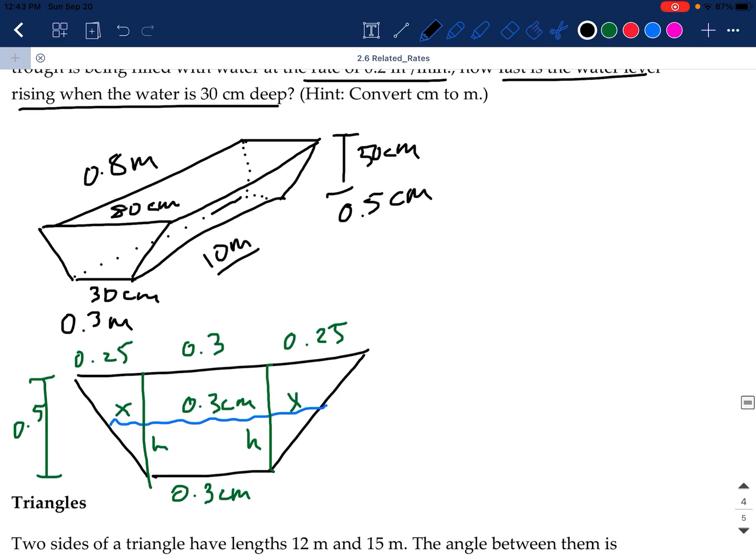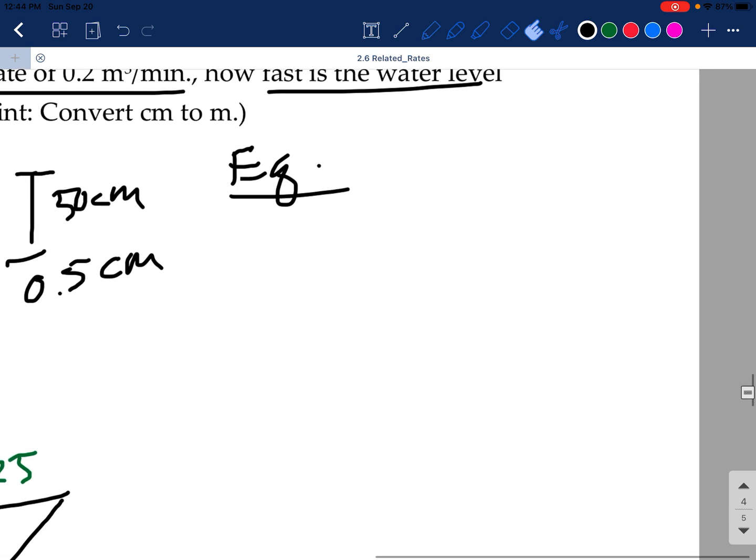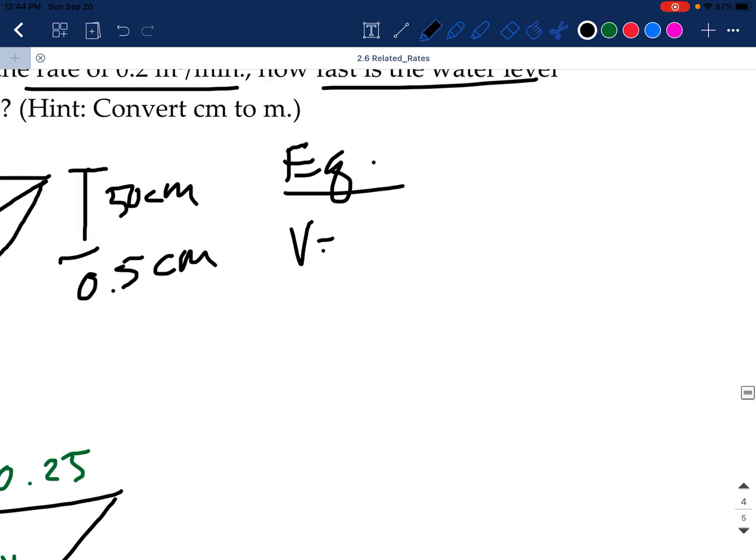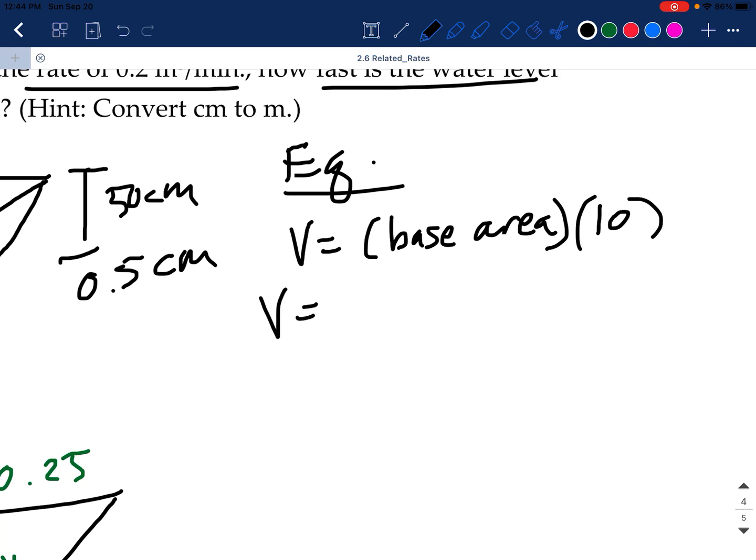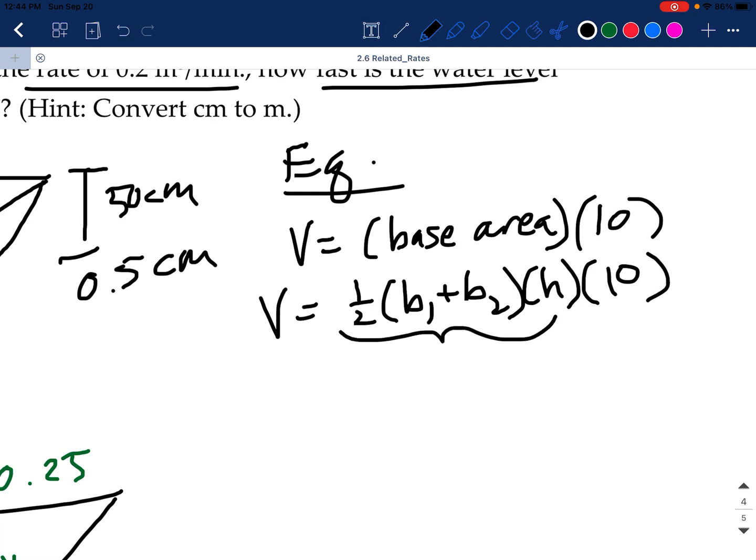So let's think about our volume equation then. We know volume is the equation we have to work with. So the volume is length times width times height, or base area times the length. Now the nice thing is that we know this is 10 meters, so the length of the trough is fixed. So our volume is going to be the base area of our cross section, which is that isosceles trapezoid, times 10. Let's see if we can figure out what the base area is. That is going to be 1/2 base 1 plus base 2 times height times 10. That is the area of a trapezoid.